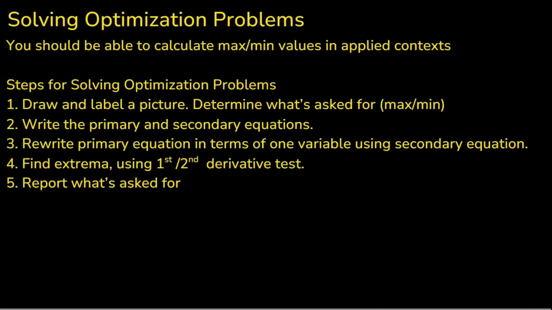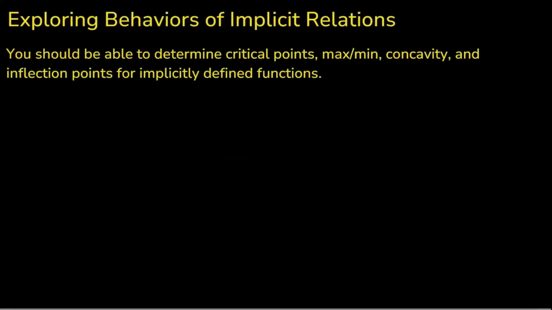And typically you're going to have a secondary equation that relates the variables involved also. You want to rewrite that primary equation in terms of one variable using the secondary equation. Then you find the extrema using either the first or second derivative test. You need to be able to justify why that is a relative extrema, not simply finding the critical numbers. And then you report what's asked for, include units if those apply. You should be able to determine critical points, max and min values, concavity, and inflection points for implicitly defined functions.